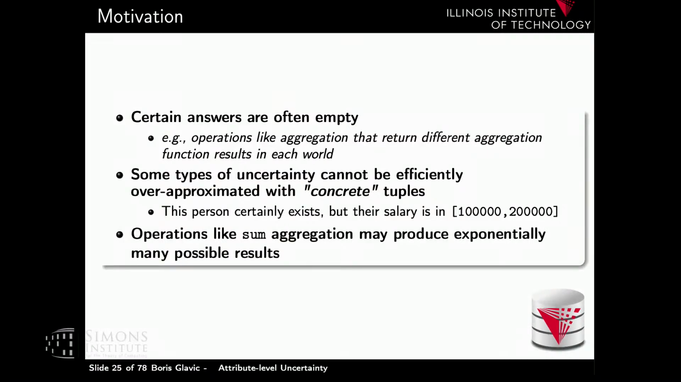Also, certain types of uncertainty cannot really be expressed by just having concrete values in tuples, right? So, for example, I cannot express effectively: a person exists, but their salary is between 100 and 200,000. I could express this as 100,000 tuples with all of the possible salary values that are all uncertain, but that's not a very effective way to represent things, right? And then also, operations like sum aggregation may produce exponentially many results, right? This is all of the sums you can get from a subset of a set of numbers. That can be exponentially many.